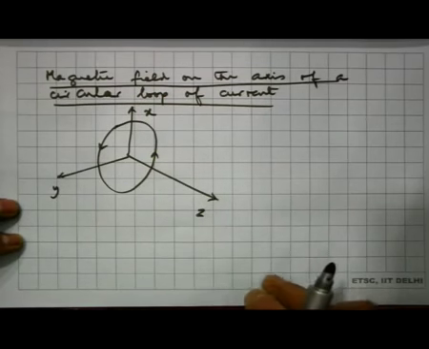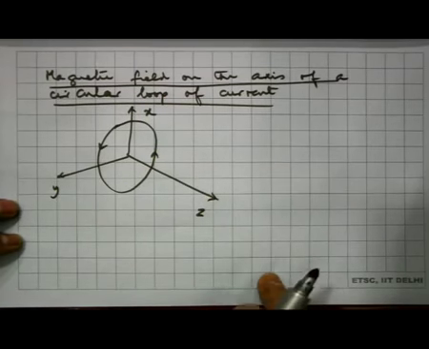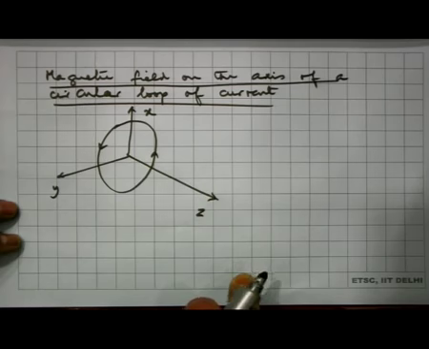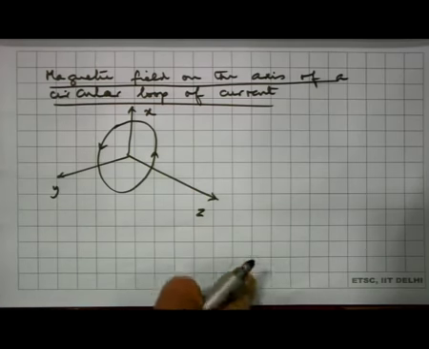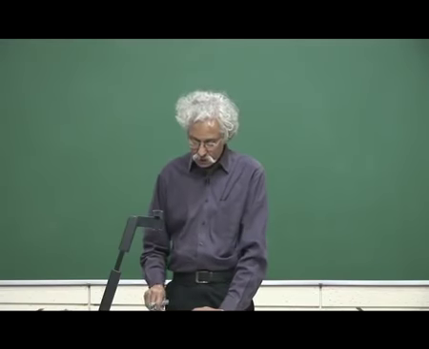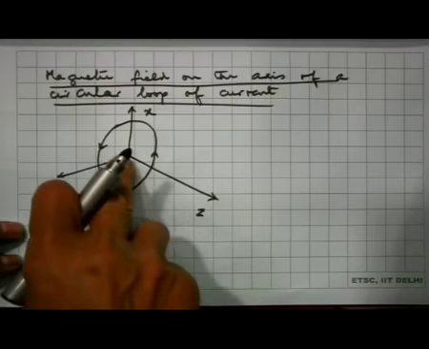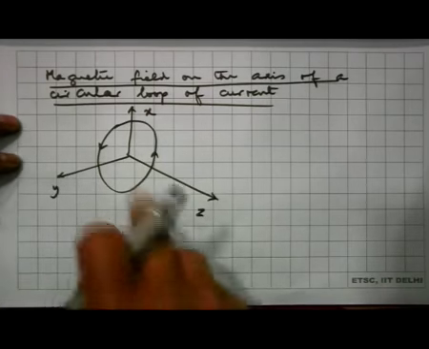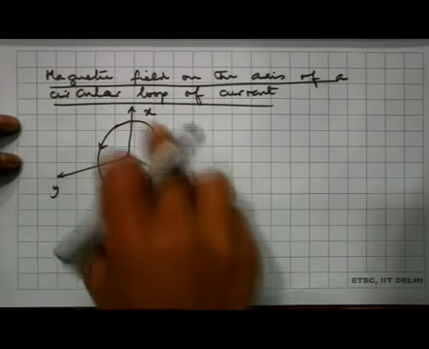And using Biot-Savart law, I want to calculate what is the magnetic field along the axis of this current loop. We will be able to find this through integration of the Biot-Savart law. For points off axis, it is not easy to calculate, and we will restrict ourselves to calculating the magnetic field along the axis of this circular coil, a circular loop of current.